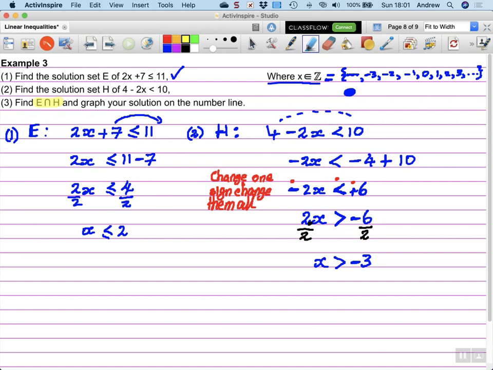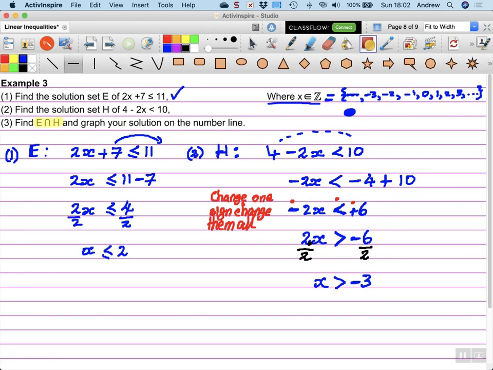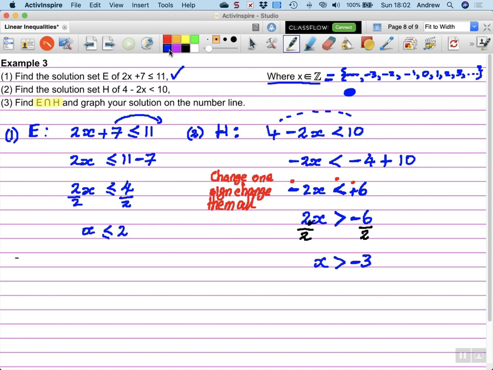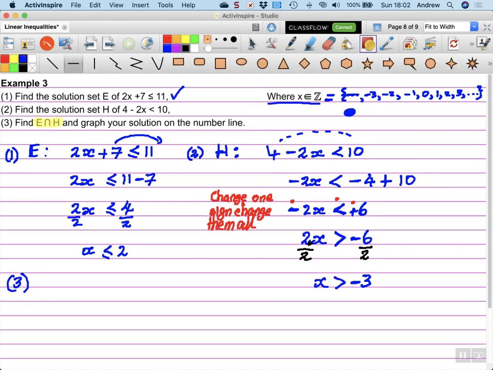Now, the best way to do this is to draw a number line first and have a look at the number line and then pick out the answers. It's easier than the way they've asked you to do it. So for part 3, the first thing I'm going to do is draw the number line. So here we go. There's my number line, and I might have to extend it, I don't know.